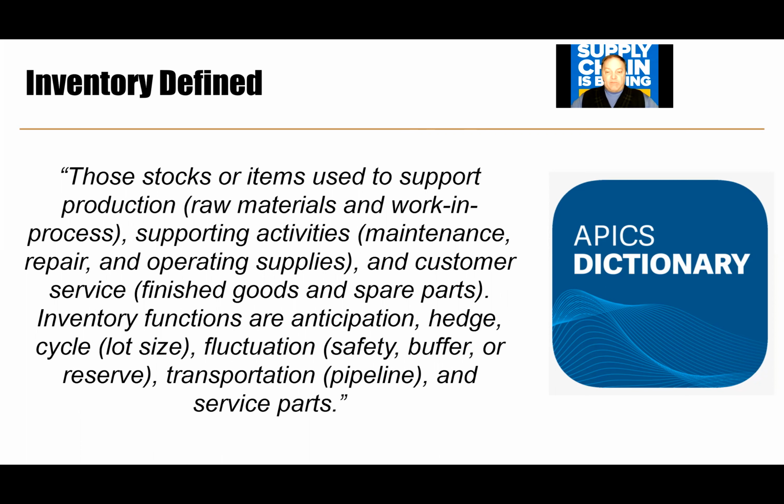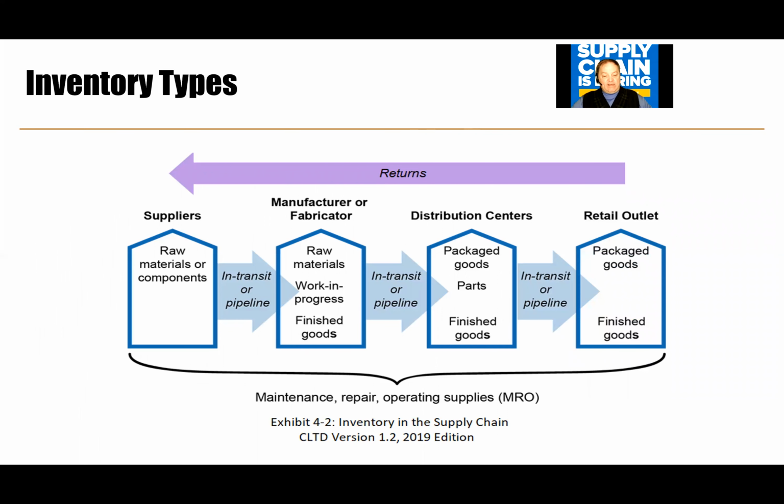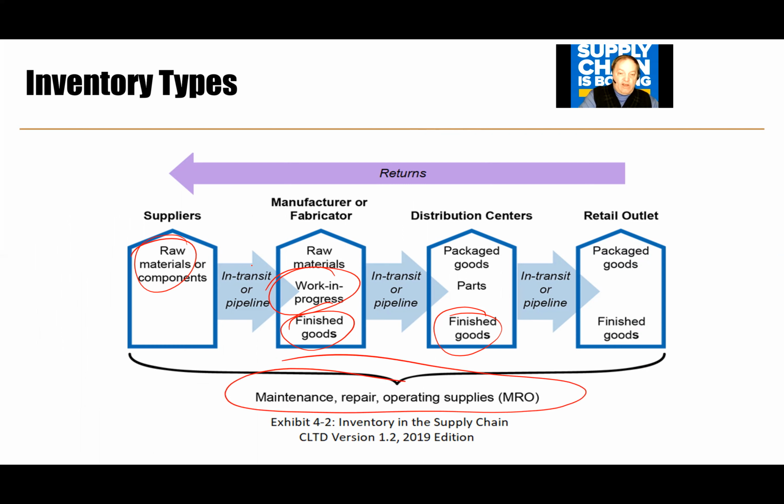Inventory functions are anticipation, hedge, cycle or lot size, fluctuation, safety, buffer or reserve, transportation, also known as pipeline, and service parts. In another session, we covered the 5 basic types of inventory: raw materials, work in process, finished goods, maintenance, repair, and operating supplies, and in transit or pipeline stocks.